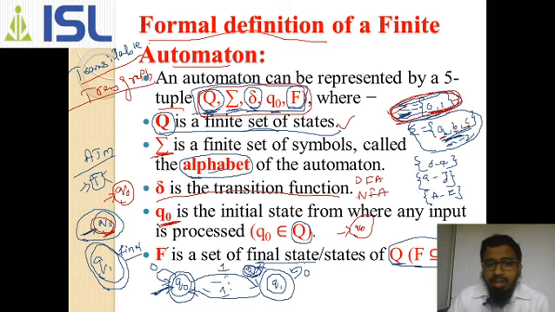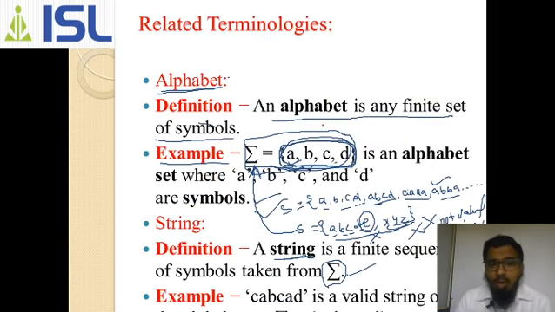F is a set of final states, F is a subset of Q. So how will we define the final state? Double circle is a final state. So this is a finite state automaton. Then we saw what is alphabet. Alphabet is whatever you are taking here, all are alphabets, A, B, C, or 1, 2, 3, whatever you want to take. And what is a string? We can generate the string with the help of alphabets.